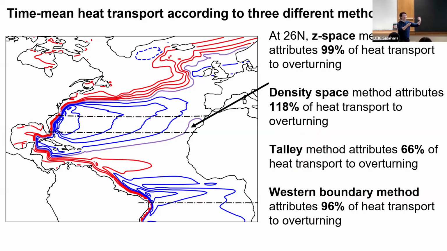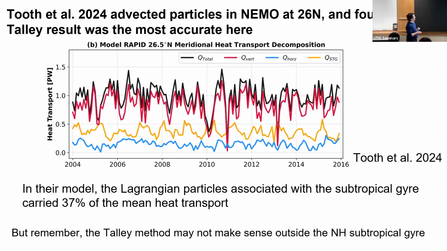they give a consistent answer with themselves, but that's not actually that helpful because we still don't know which one is best. So the good news is somebody else did some work, and Tooth et al. 2024 had vectored particles again in NEMO. And they seeded their Lagrangian particles in their model at 26 North, and they looked at where those water parcels went in their model.